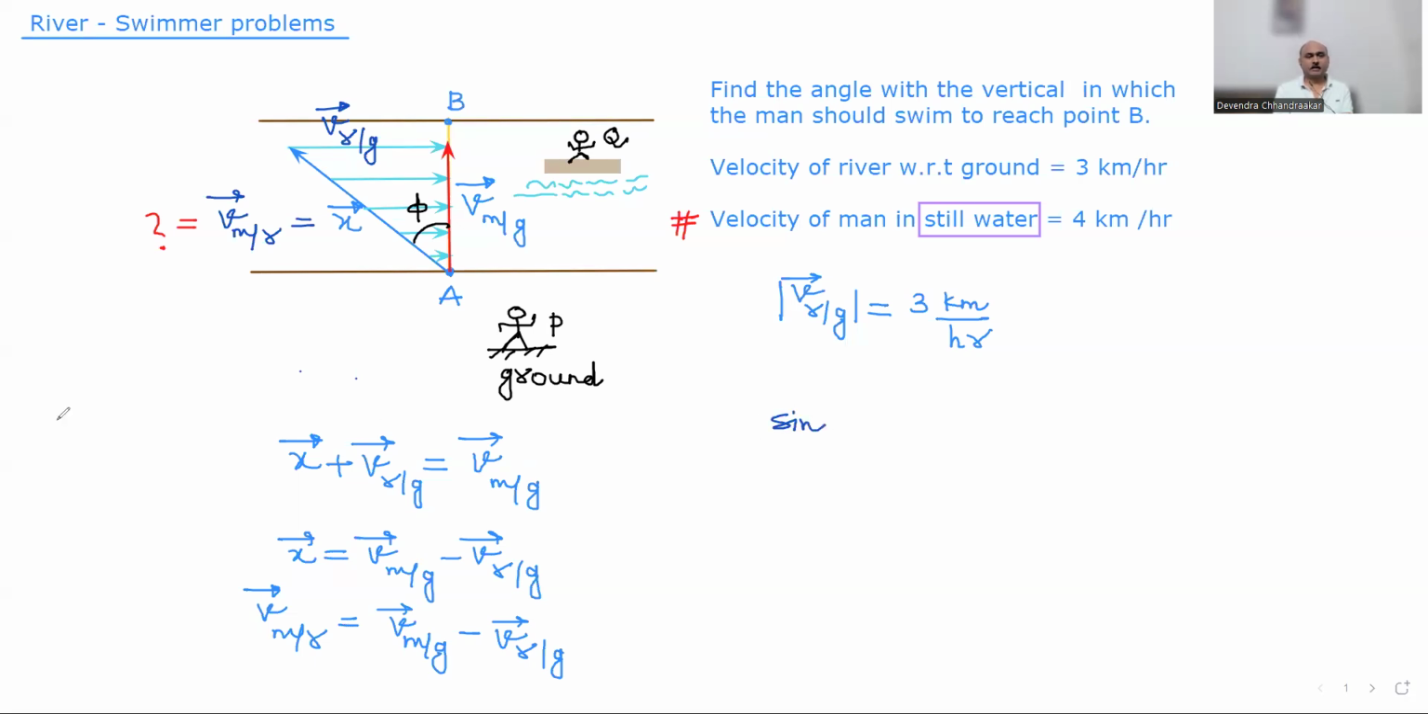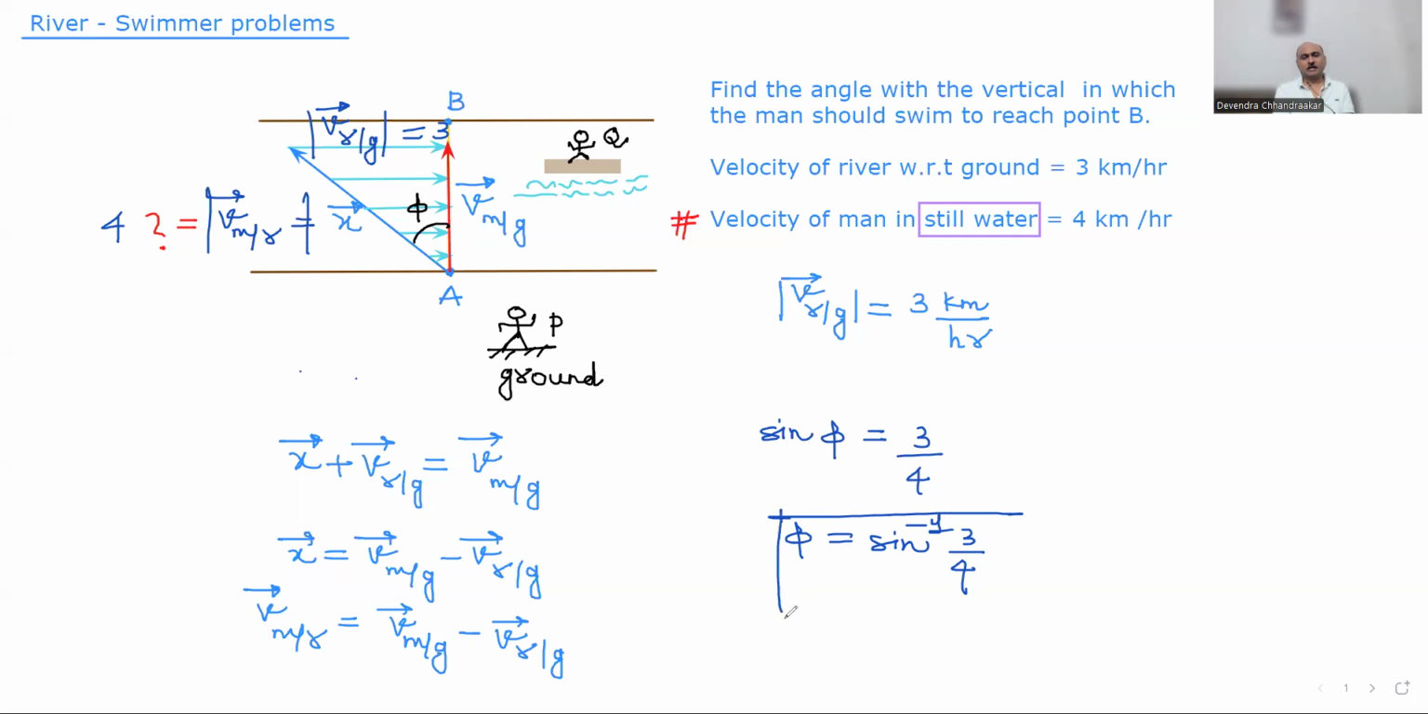So now we have sine phi as magnitude of VRG over magnitude of VMR. Magnitude of VRG is how much? 3. Magnitude of VMR is how much? 4. So it's 3 over 4. Or phi is sine inverse of 3 by 4. Units are same, kilometers per hour, so I am not writing units here. So this is the angle at which the man should swim to reach point B. ठीक है, नोट करिए इसको. फिर भी अगर तुमको कुछ लगता है तो एक बार just go through it once. If you find it difficult to understand, ask me. I'll explain it again. This is very important.